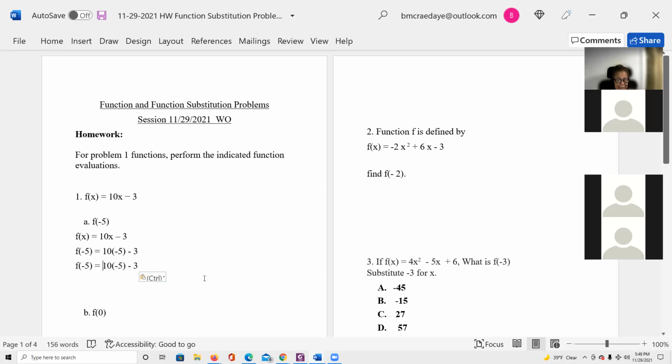Plus times minus gives you negative. Remember, unlike signs multiply to give you negative. Like signs multiply to give you positive. So, Audrey, what's 10 times a negative 5? Negative 50. That's it. Very good. So that would be negative 50 minus 3. So what's that equal to, Audrey? 47.